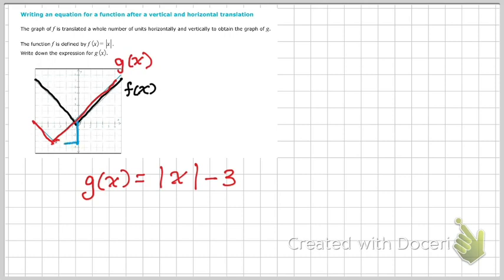But then it also got shifted to the left. So it went over this way to the left. And how many units? It went 4 units to the left. And that is going to go in here with the x. The left-right shift goes with the x.